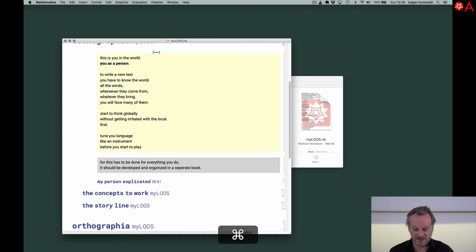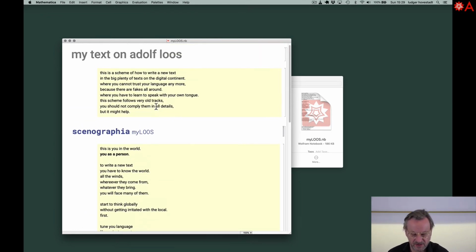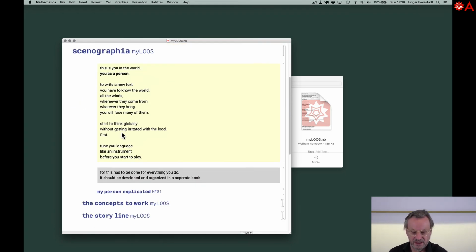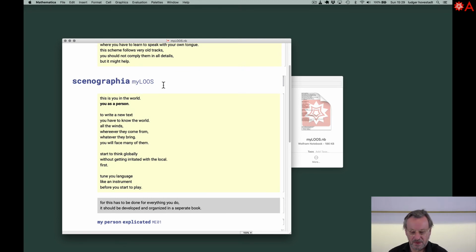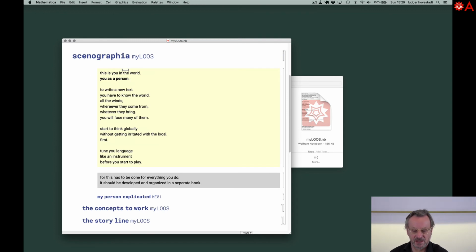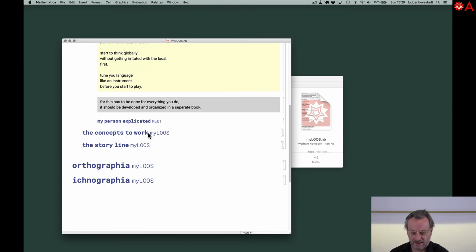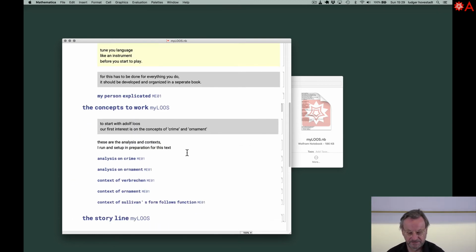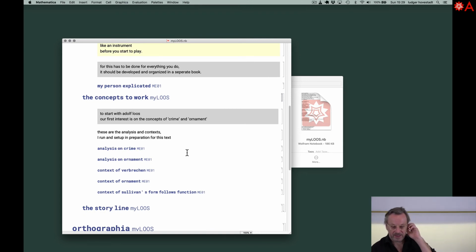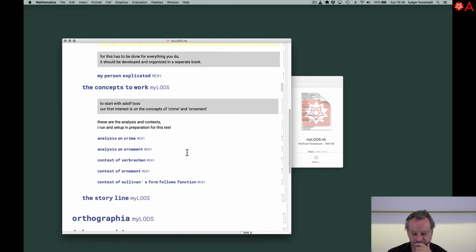So that's the first thing. I call that scenographia, to do and to explicate what you as a person are in the world connected via internet. So then, having that, you're looking with Los. So, and you're looking. This is what we did.